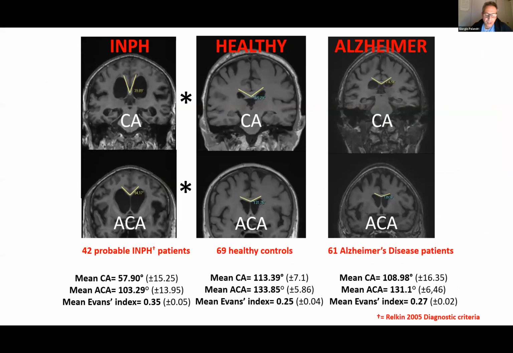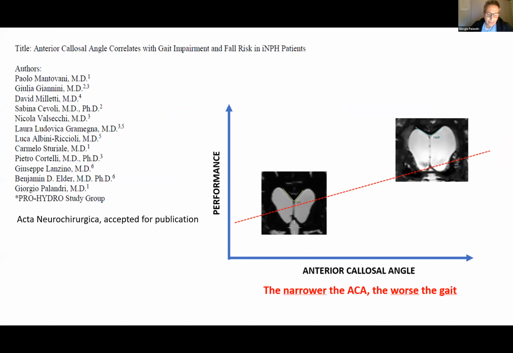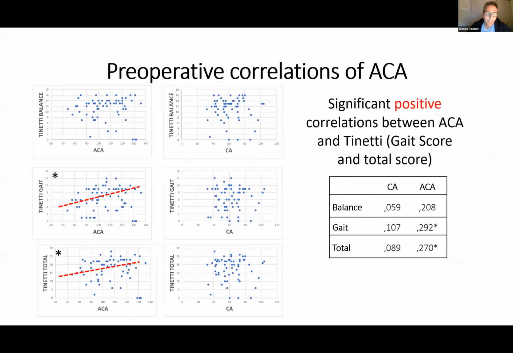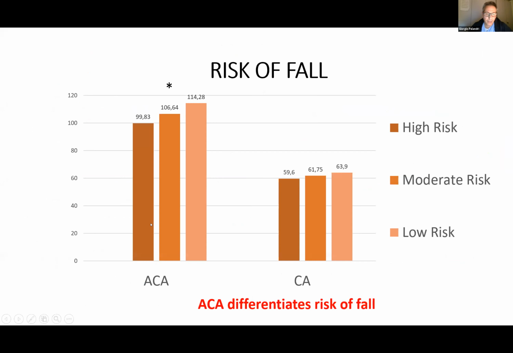We were able to demonstrate that the ACA can distinguish iNPH from healthy controls and AD patients. ACA also had a positive correlation with the Tinetti scale, both the global and the gait score. And it is able to differentiate fall risk categories, thus potentially influencing iNPH patients' management and care.